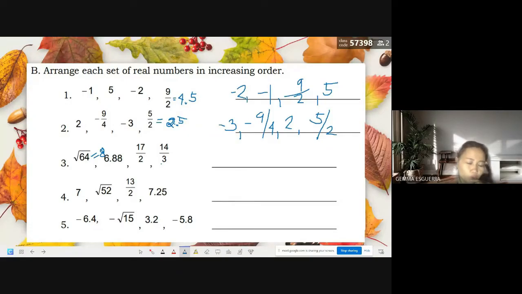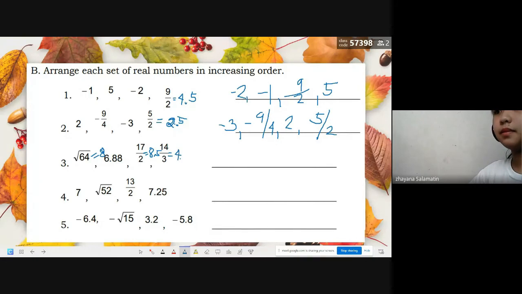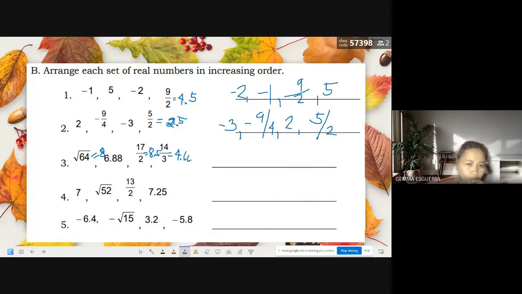What is 14 over 3 and what is 17 over 2? What is 17 over 2? 8.5. Okay, this is 8.5. And what is 14 over 3? 4.66. 4.666 to infinity kasi 67 yan eh. So, 4.67. So, pinakamaliit dyan.